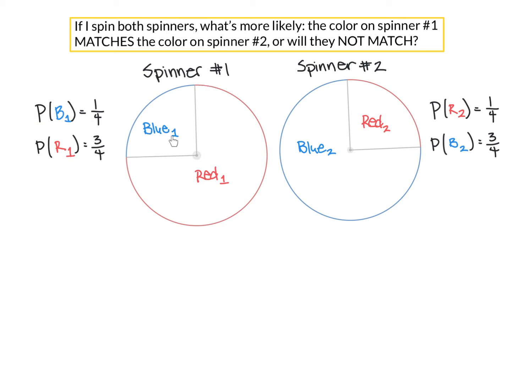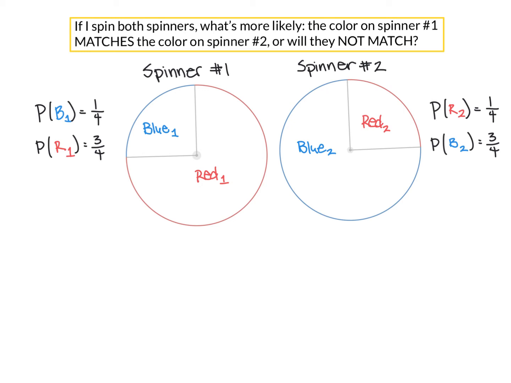You'll notice I wrote blue with a little 1, B1, and then R1, that's red 1, so it just refers to the first spinner. Same thing for spinner 2, but this time instead of the tinier portion being blue, the smaller portion is red. And the question we're going to ask is, if I spin both spinners, what's more likely: that the color on spinner 1 matches the color on spinner 2, or that they will not match? So blue, blue would be a match, whereas blue, red would not be a match.